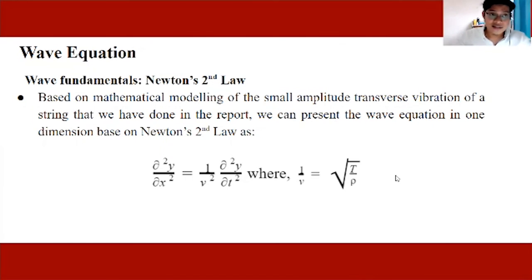As you can see in this slide, based on mathematical modeling of the small amplitude transverse vibration of a string that we have done in the report, we can present the wave equation in one dimension based on Newton's second law as you can see here: the second partial derivative of function y with respect to x is equal to 1 over v squared times the second partial derivative of y with respect to t, where 1 over v is equal to the square root of T over rho.